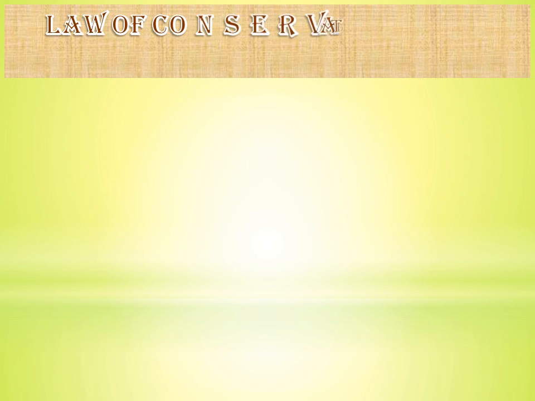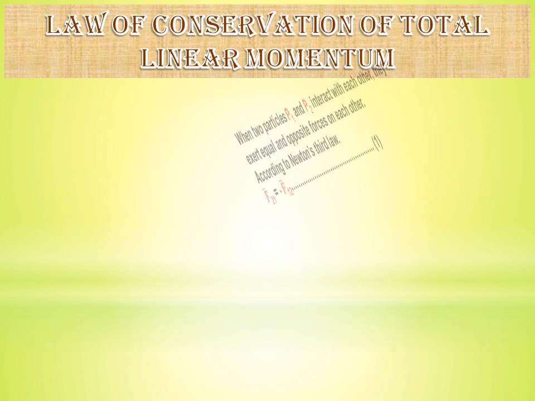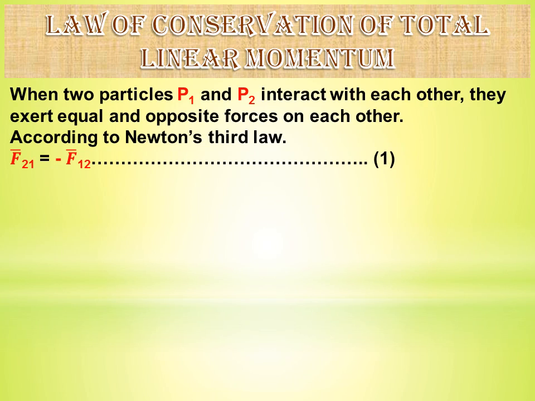Now, the law of conservation of total linear momentum. When two particles, let us consider them as P1 and P2, interact with each other, they exert equal and opposite forces on each other. So, according to Newton's third law, F21 vector is equal to minus F12 vector. Let's take this as equation number 1.